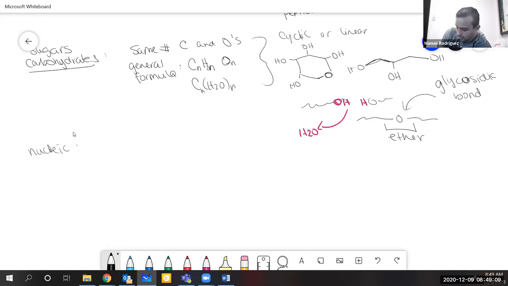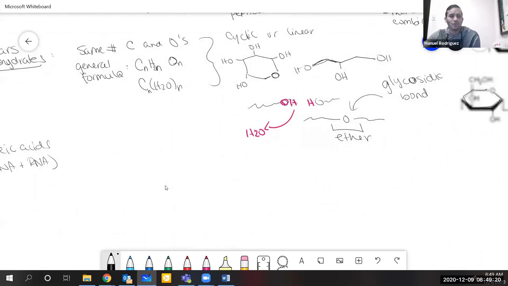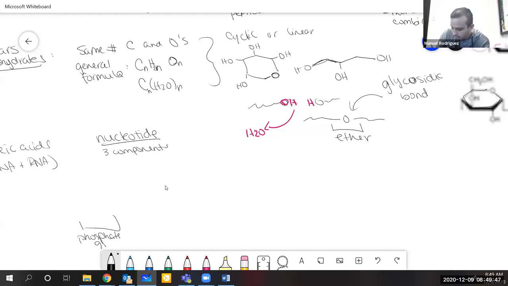And these are DNA and RNA. The way to recognize them is knowing that they're really, really weird looking. Each nucleic acid is made of nucleotides. And each nucleotide has three components. So they have a phosphate group. And this will be a good way to recognize them because we haven't seen phosphates yet. So this is the only group that actually has phosphates.